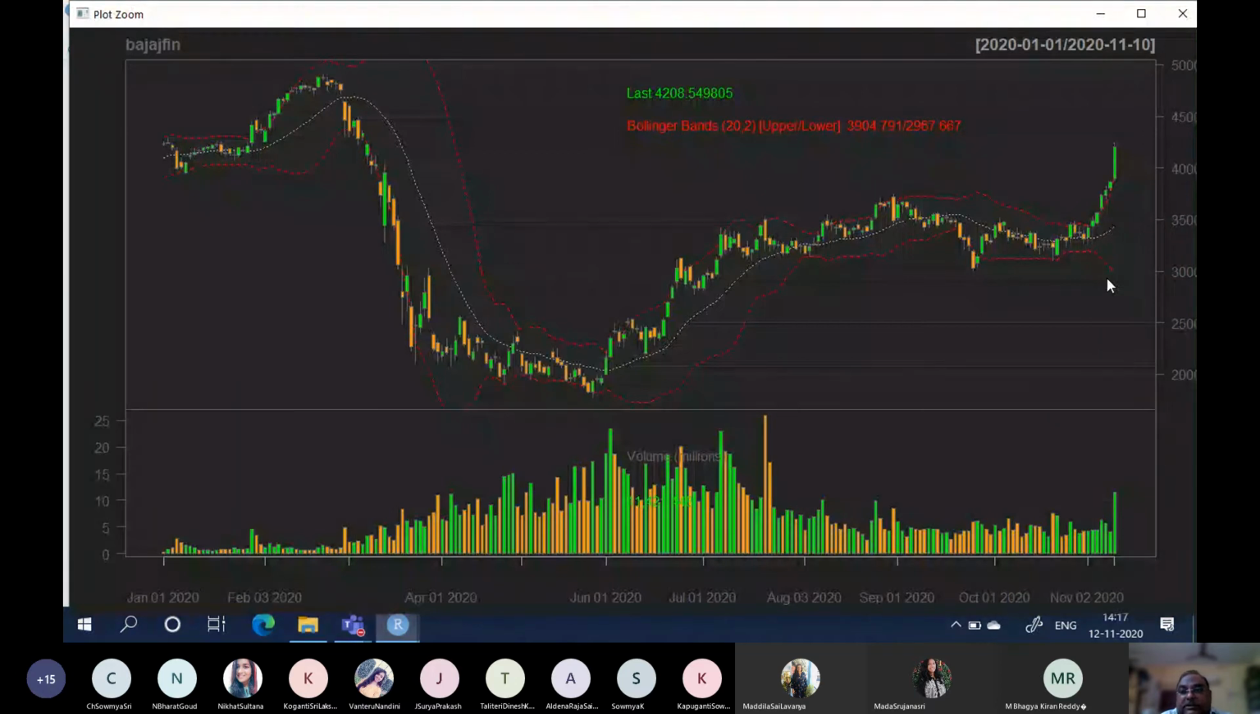Yes, it broke the resistance, right? So it is going upper. It broke the resistance, which means it is going to create a new upper. This is a very large candle yesterday. So it broke resistance, which means it will go further up.